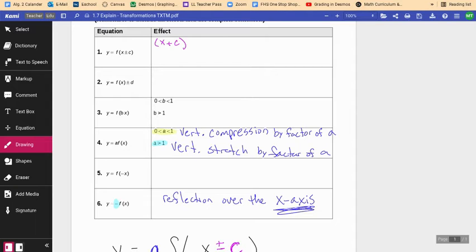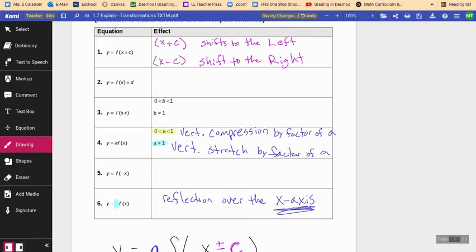If I have x plus C, so I've added C inside the parentheses, then this shifts to the left. The C value inside those parentheses does the opposite of what you think it's going to do. And if I have x minus C, then this is going to shift to the right.